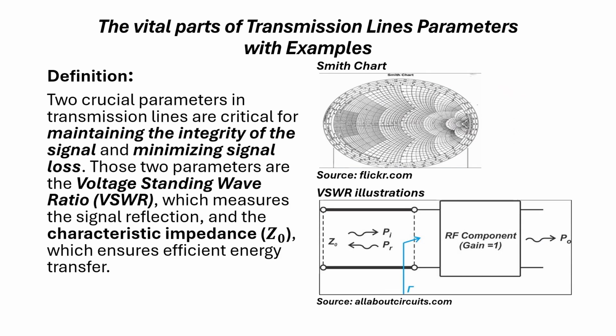This is the third slide of this presentation. This slide is about the parameters of transmission lines. We have two of them. One of them is the voltage standing wave ratio, VSWR, which measures the signal reflection, and the other one is the characteristic impedance, which ensures efficient energy transfer. They are crucial in transmission lines because they maintain the integrity of the signal and minimize signal loss. I included two images: one of them is the Smith chart and the other one is an illustration of VSWR.